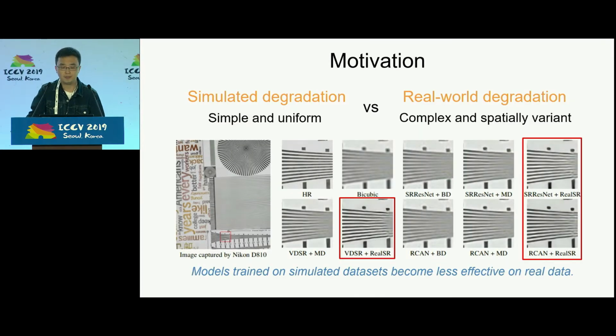Significant progress has been made in recent years. However, most of the models are trained and evaluated on simulated data sets. They may not be able to generalize well to real data, because the degradations between them are different. Here we show an image captured by a camera. When the models are trained on simulated data sets, they cannot effectively recover the details. In contrast, when the models are trained on a real-world data set, they show much better results.